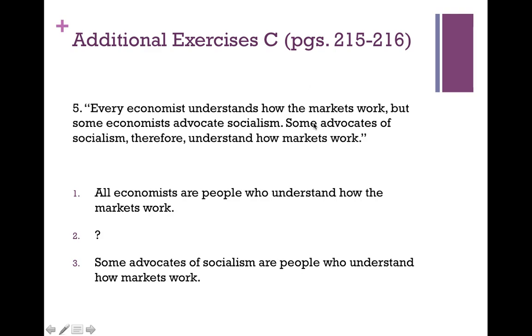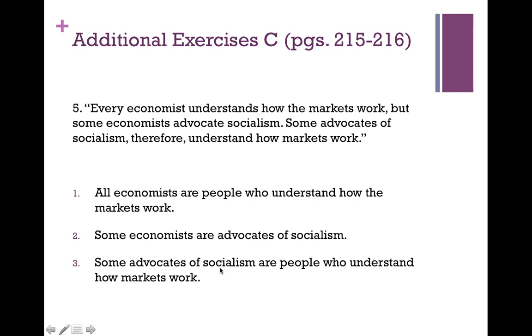And the minor premise is going to be, but some economists advocate socialism. Now, what we're going to do here is, if you notice up here it says some economists advocate socialism. I added our copula here, and then I made a class here, advocates of socialism, which is our minor term. And so we have this proposition in standard form: quantifier, class named, copula, and advocates of socialism. And notice that the minor term here is the same as the minor term here.